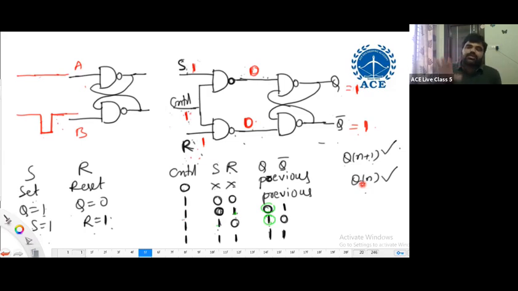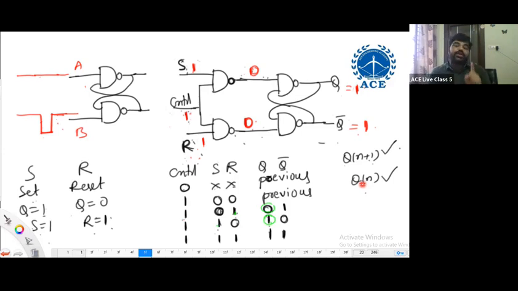What is the condition for storing the data? Control equals 0. What is the condition for enabling, responding, or sensing to the input? Control equals 1. Once again, control equals 0: it is disabling inputs, it is remembering, it is storing the data. When control equals 1, enabled inputs, sensing to the inputs. Control equals 0, storing the data. Control equals 1, sensing to the input.